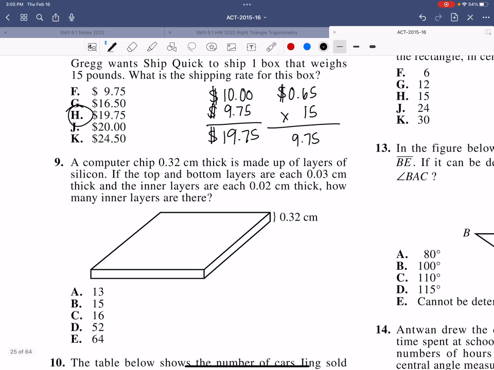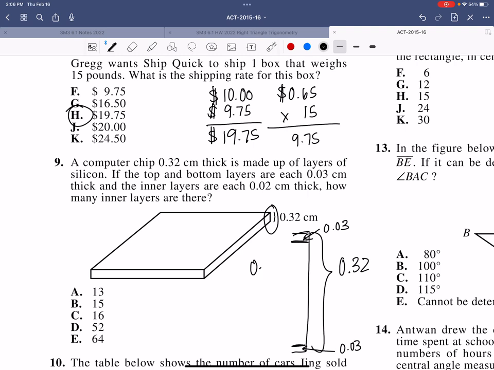For number 9, it says a computer chip 0.32 centimeters thick is made up of layers of silicone. If the top and bottom layers are each 0.03 centimeters thick and the inner layers are each 0.02 centimeters thick, how many inner layers are there? So it's looking at this tiny little side. If I magnified it out, the whole length it says is 0.32 centimeters. And it says the top length is 0.03, not length, thickness. And the bottom thickness is 0.03.